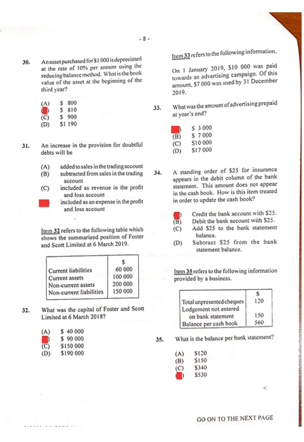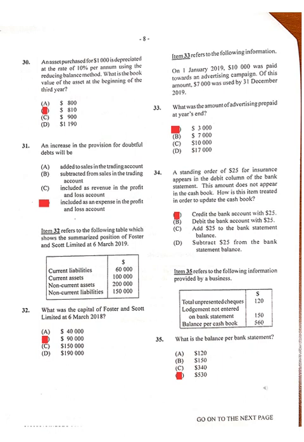34. A standing order of $25 for insurance appears in the debit column of the bank statement. The amount does not appear in the cash book. How is this item treated in the cash book in order to update it? The answer, of course, is A. We're going to credit the bank account with $25.